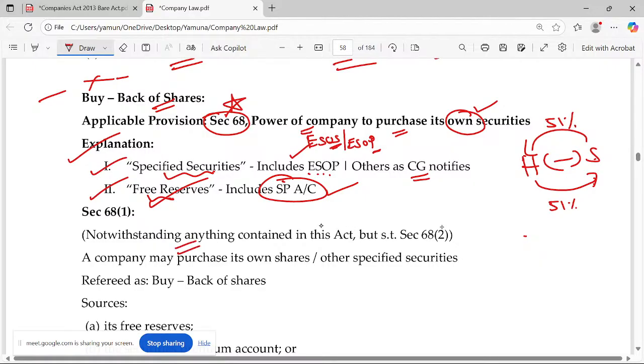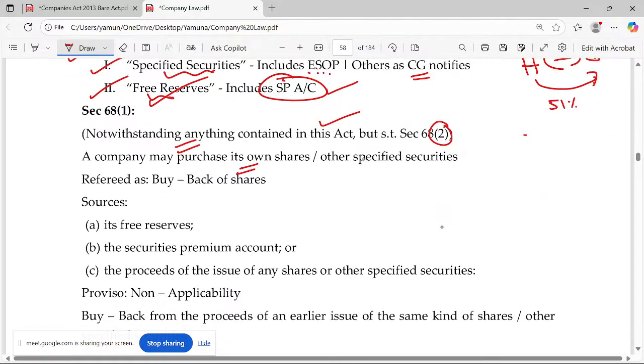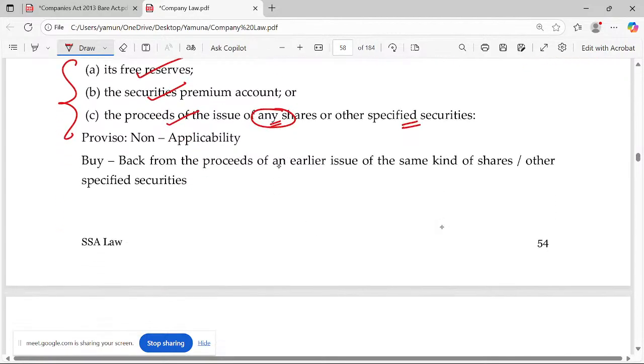So notwithstanding anything contained in this Act, but as per this subsection 2, a company may purchase its own shares or other specified securities. Hereafter, we'll be referring to this as buyback of shares, from which sources? Free reserves, securities premium account, or the proceeds of the issue of any shares or other specified securities. Which means I can issue some other shares and I can utilize the proceeds for this one. Okay, three sources. For which it is not applicable, please highlight, buyback from the proceeds of an earlier issue of the same kind of shares is not applicable.